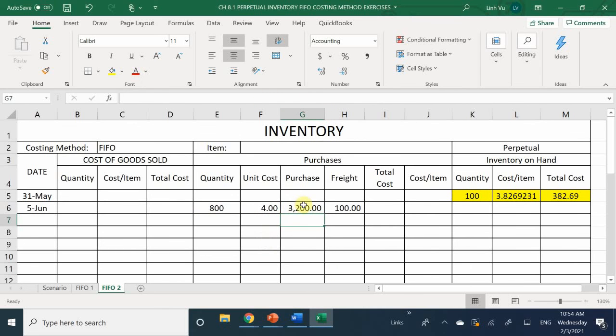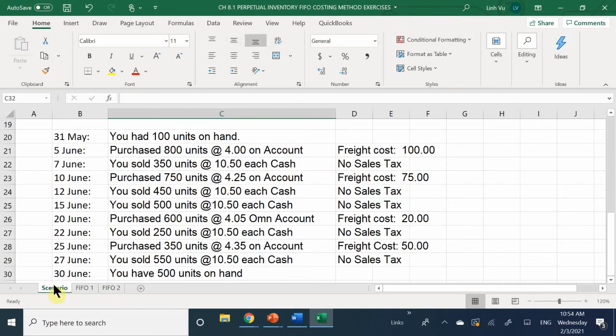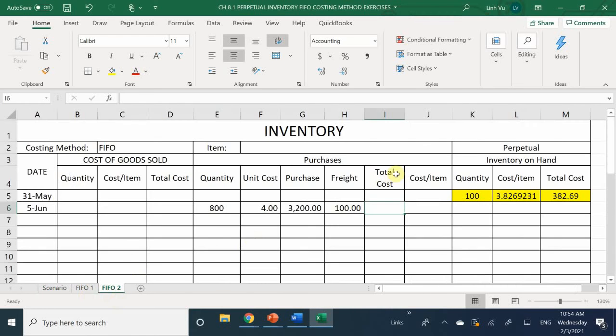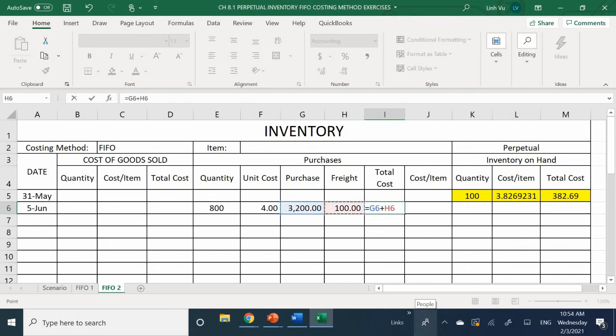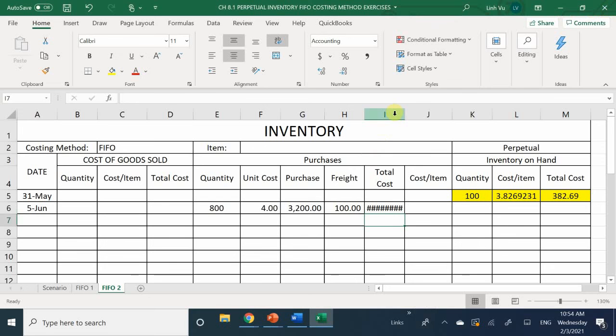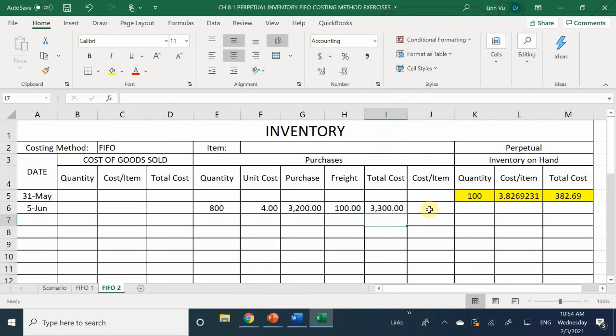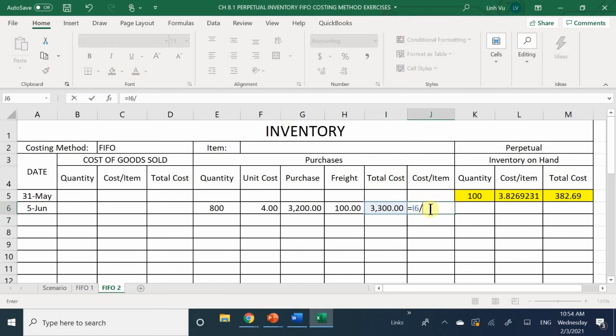So 32,200, okay? Plus my freight, which was 100. Yes, my freight was 100. So what is going to be my total cost here? 412, 413, if we're rounding. Oh, not my cost per item, my total cost. Oh, total cost. 3,333. Okay, and then, yes, Sandra, you said it was $4.13. Remember, we're not going to round here.